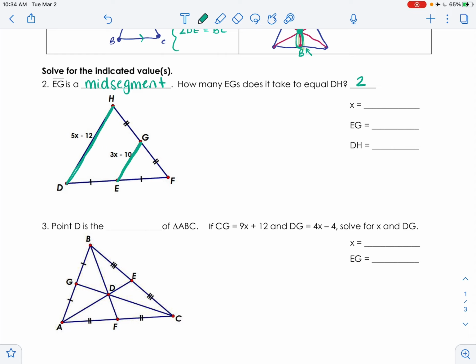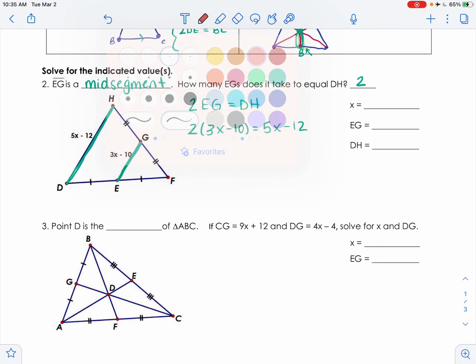So to do that, we take 2 times EG, and it should equal DH. But now we actually have some information about EG and DH. So I'm going to plug that in. See, EG is represented by this expression right here. So I'm going to write 2 times, and now I'm going to plug in 3x minus 10. Equals, DH is represented by the expression right here. That expression would be 5x minus 12. Now I have an equation to solve.